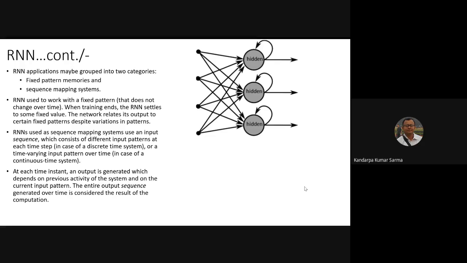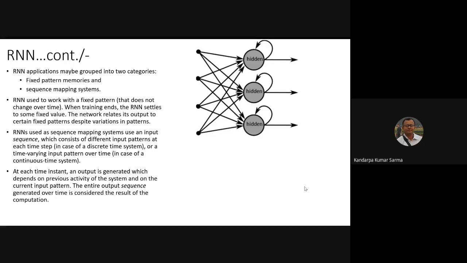Now we can group the RNN structures for fixed pattern memories and sequence mapping systems. While the recurrent neural network is used to work with a fixed pattern that does not change with consideration of time, the recurrent behavior will be similar to the behavior shown by the multi-layer perceptron. Here there may not be much time variation, but minor time variation, and the behavior of the network will be similar to that shown by the multi-layer perceptron.